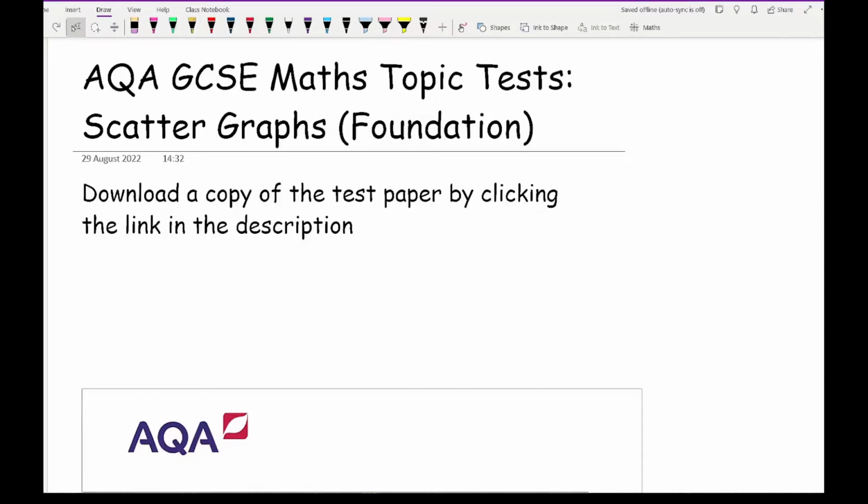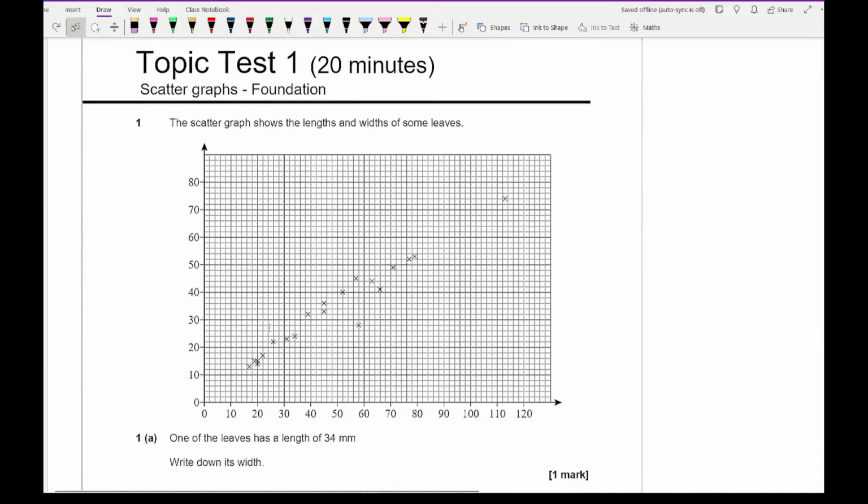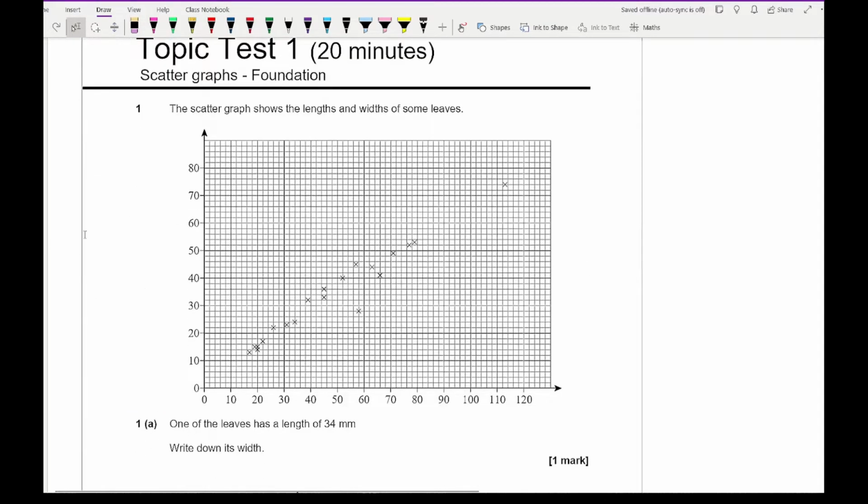Now before we get started, it's worth mentioning that scatter diagrams or scatter graphs can appear on both calculator and non-calculator papers, so there's no specific need to use a calculator on these questions, so it could easily appear on both papers. So let's have a look at question 1. So question 1 says that the scatter graph shows the length and width of some leaves. One of the leaves has a length of 34 millimeters. Write down the width.